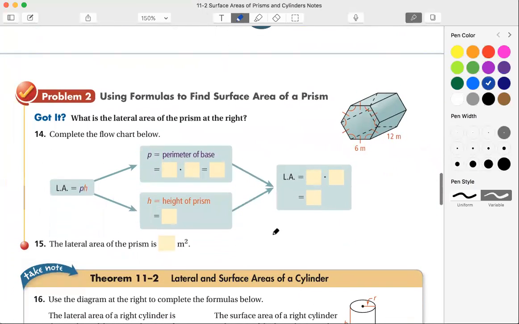Here is a prism at the right. It's actually, I think, a hexagonal prism. Complete the flow chart. We know lateral area is perimeter times the height. The perimeter of the base is 6 sides, each side length is 6, so it's 36. The height of the prism is 12. So the lateral area is 36 times 12, which is 432. The lateral area of the prism is 432 meters squared.